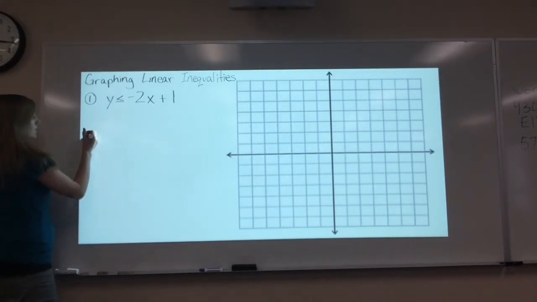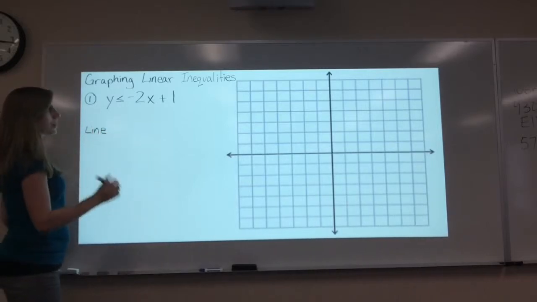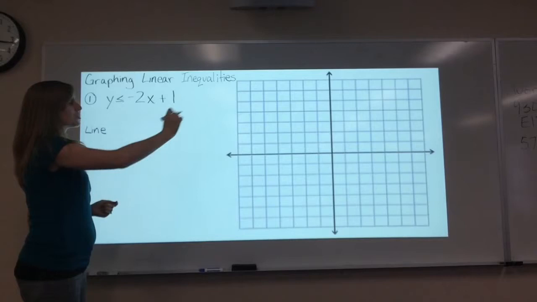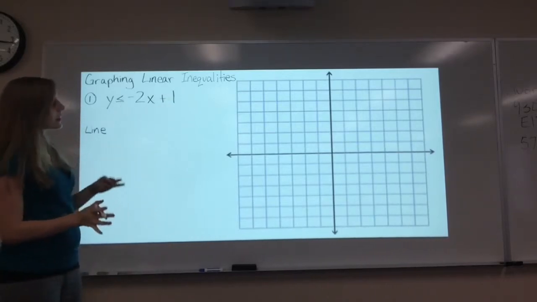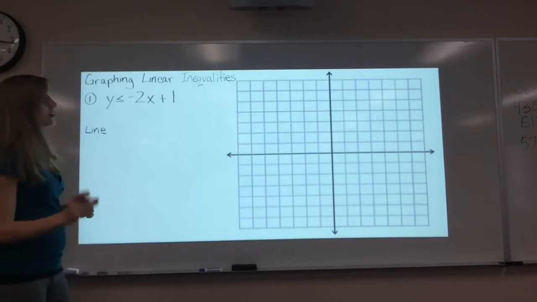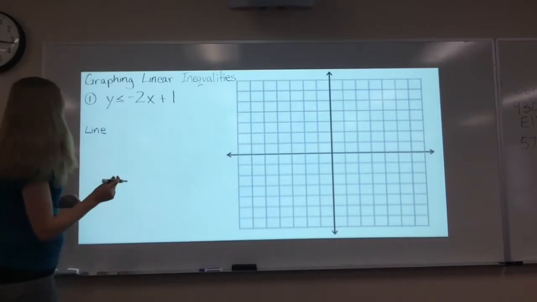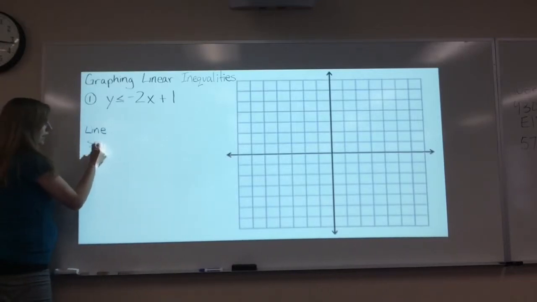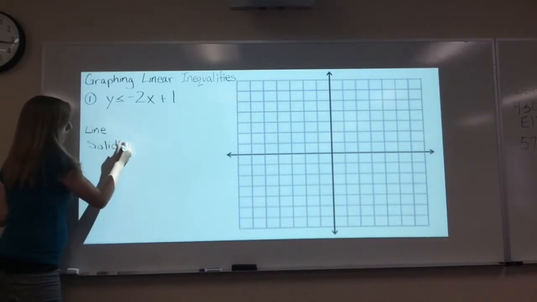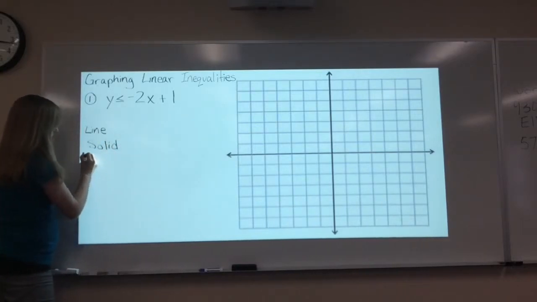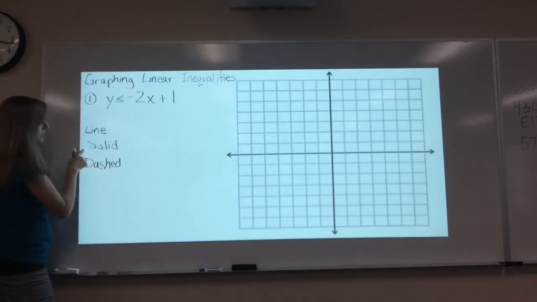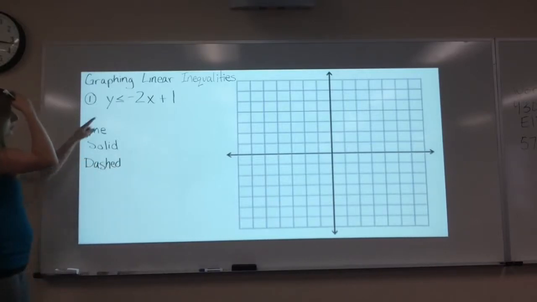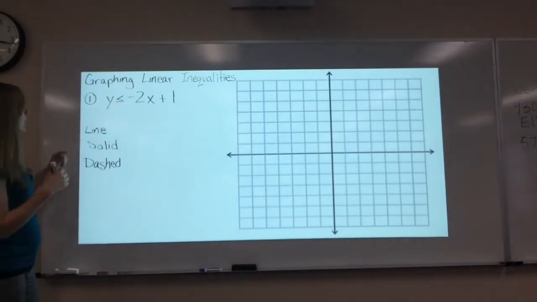The first major difference is in graphing the line. When we graph an equation, we always just draw a straight line, put arrows at the end, we're finished, okay? With an inequality, it's a little bit different. There are two types of lines that you could have. You can have a solid line, or you can have a dashed line. To determine whether your line should be solid or dashed, you need to look at the inequality sign.